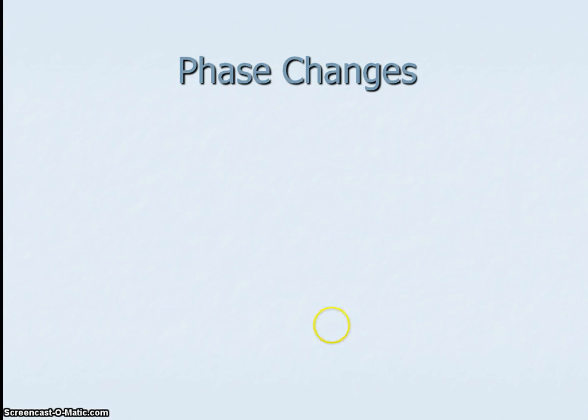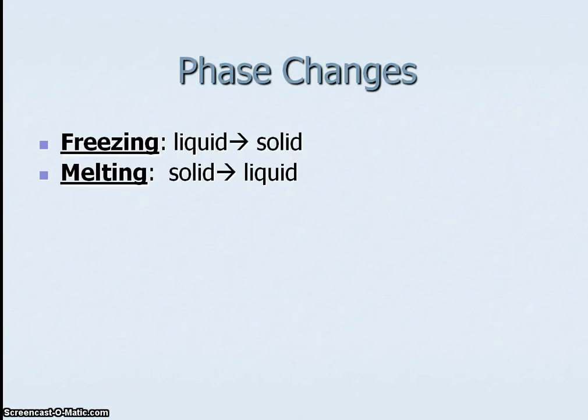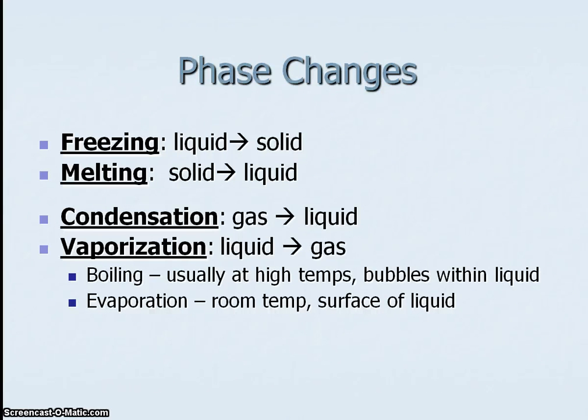There are 6 phase changes that you need to know. So freezing is liquid to solid, melting is solid to liquid. Those two should be pretty familiar to you. Condensation is gas to liquid, and vaporization is liquid to gas. Those are probably also pretty familiar to you. And notice that vaporization has several other words you could use as well. Boiling is liquid to gas at a high temperature, and evaporation is liquid to gas at room temperature.